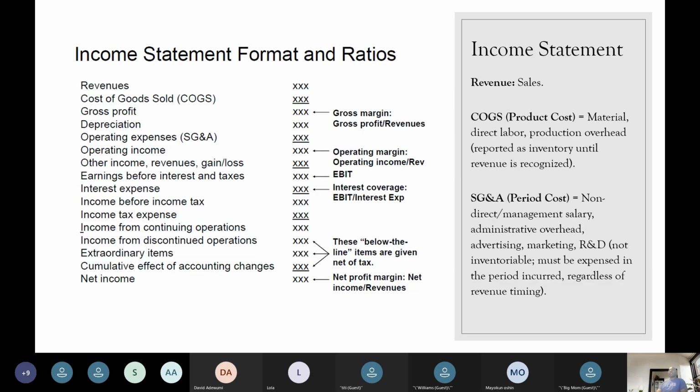Okay, so any question on what we have covered so far under income statement? If not, I'm going to ask a question to be sure that at least we are catching the key information. Okay, I'm going to ask my own question.